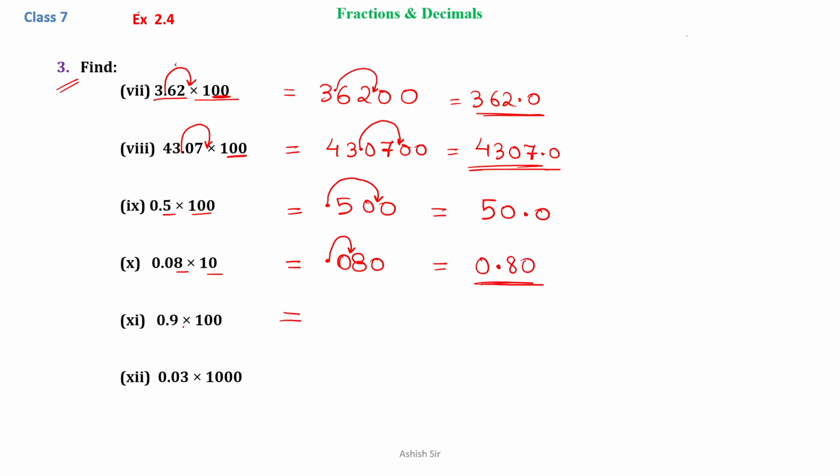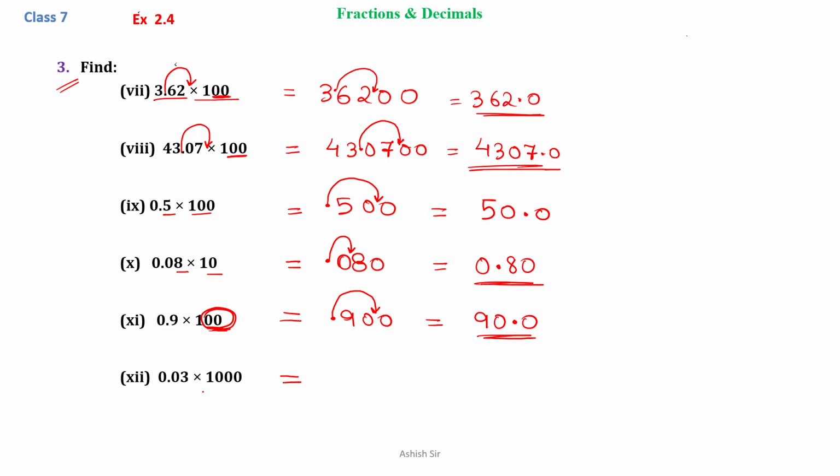Moving on to the next part, 9 into 100, let us say it's 900. Now, as we see, there are two zeros, the point is here. So from here, the point is going to move two digits to the right because there are two zeros. There is a 100, there are two zeros. So the point is going to move two digits to the right. So the answer will become 90.0.